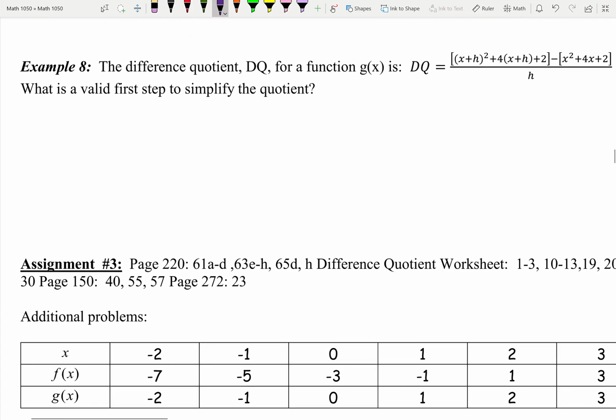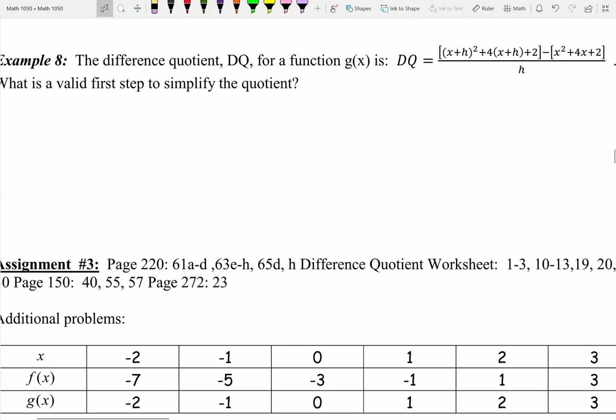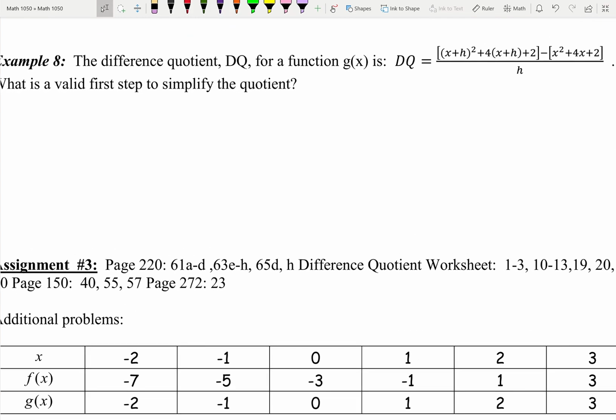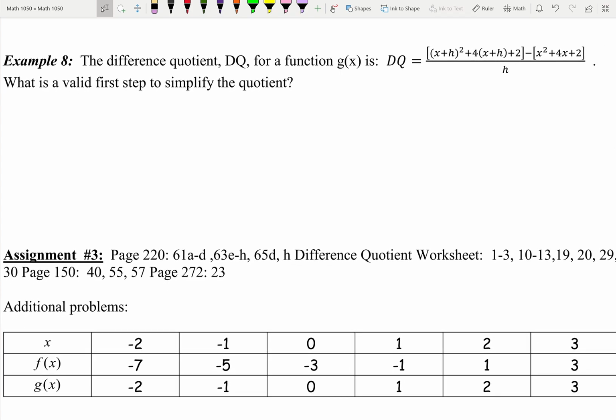Okay? Okay, example 8, and then we're done. And this was long, and I'm sorry. The difference quotient for a function is this. What is a valid first step to simplify the quotient? There are a lot of possible answers to this, and this is actually a multiple choice question, which is probably good. You don't have to do the difference quotient. They did it. They're just saying, how do you simplify it? Well, you know how to do that. We just did it a minute ago.